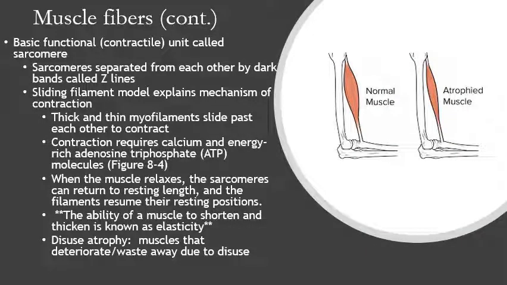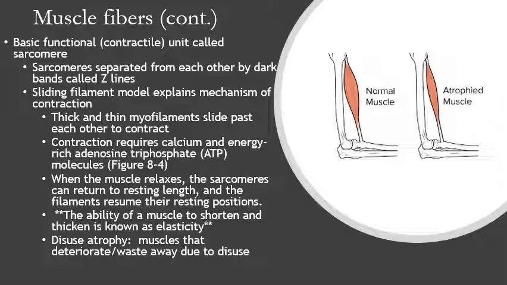Okay, muscle fibers continued. The basic functional contractile unit is called the sarcomere, like we mentioned before. Sarcomeres are separated from each other by dark bands called Z-lines. The sliding filament model explains the mechanism of contraction. So this theory, the sliding filament model, is giving us a solid hypothesis of what's exactly happening in the muscle.